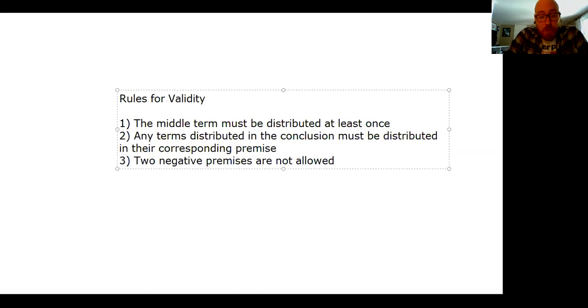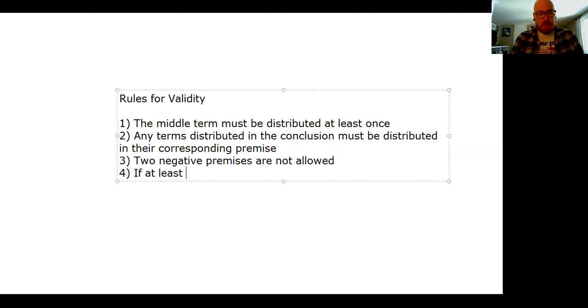Okay. Rule 3 is that 2 negative premises are not allowed. So you cannot have an EEE be valid. You can't have an EOE be valid, right? Any combination of 2 negative premises, OOO, EEE, EOOE, those are always going to be invalid.